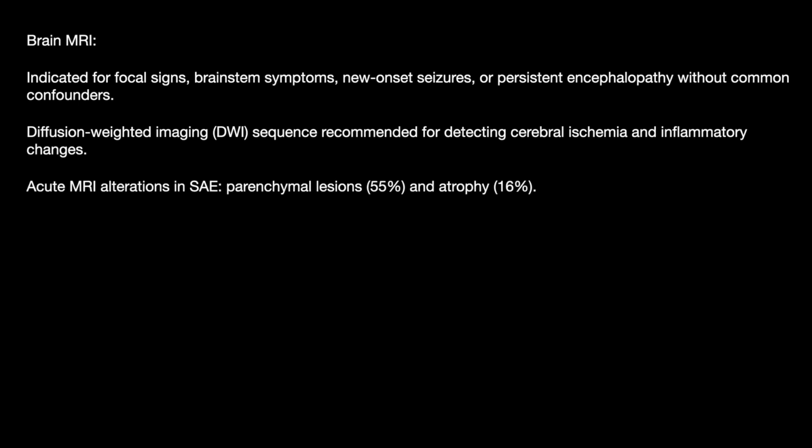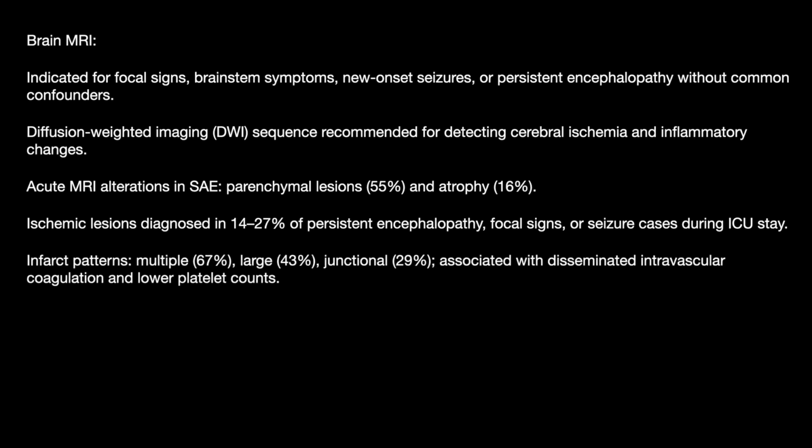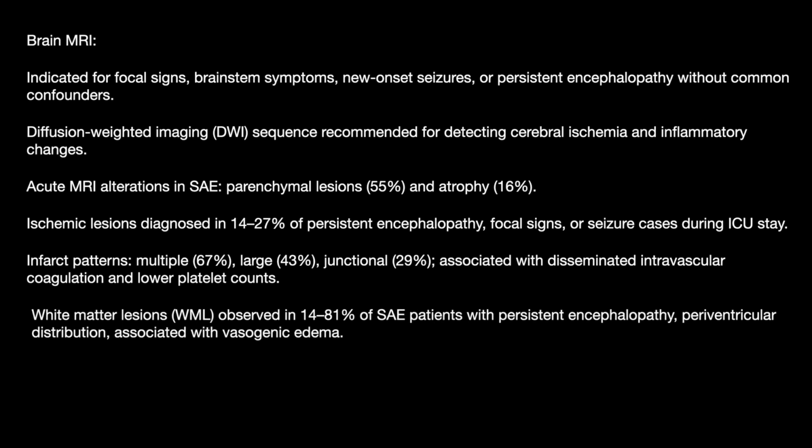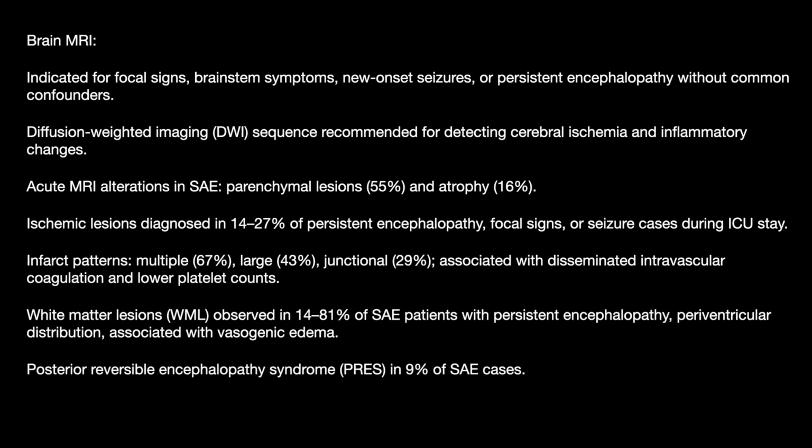Acute MRI alterations in SAE are parenchymal lesions in 55%, atrophy in 16%. Ischemic lesions are diagnosed in 14 to 27%. Now, the infarct pattern is multiple in 67%, large in 43%, junctional in 29%, associated with DIC and low platelet counts. White matter lesions are observed in 14 to 81%, with periventricular distribution more common.